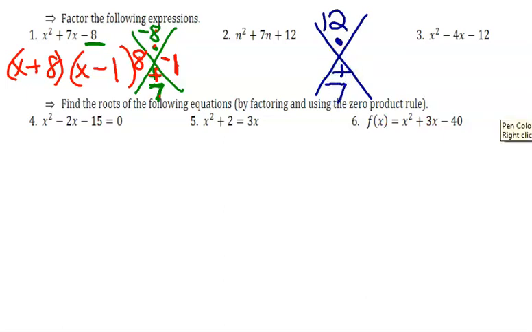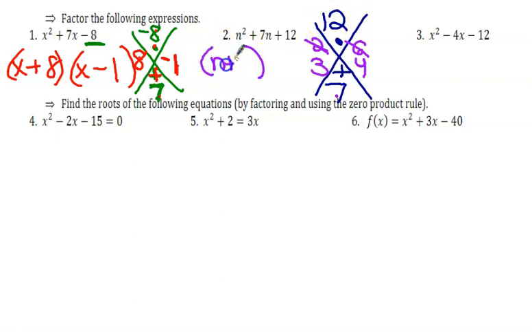Okay, so what numbers multiply to 12 and add to 7? Let's think about this. If I had 2 and 6, those multiply to 12, but do they add to 7? No, so that won't work. Okay, now let's think about 3 and 4. They both need to be positive to get a positive 12 and add to 7.